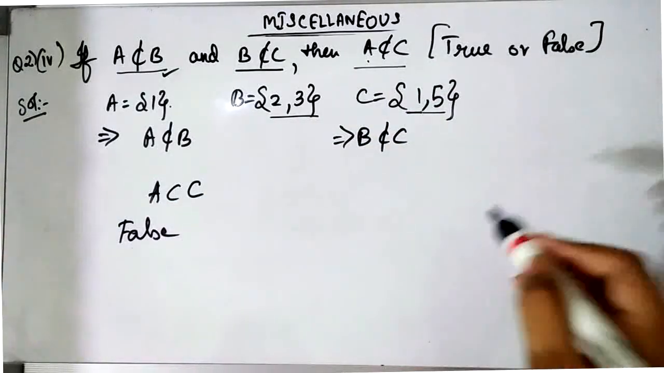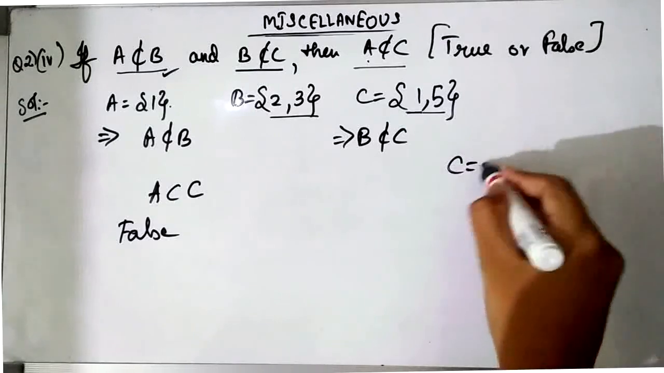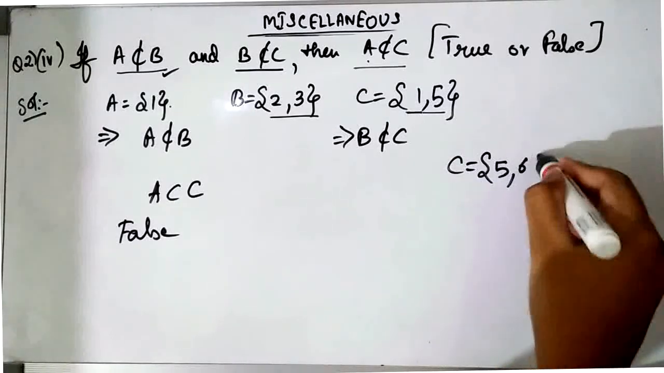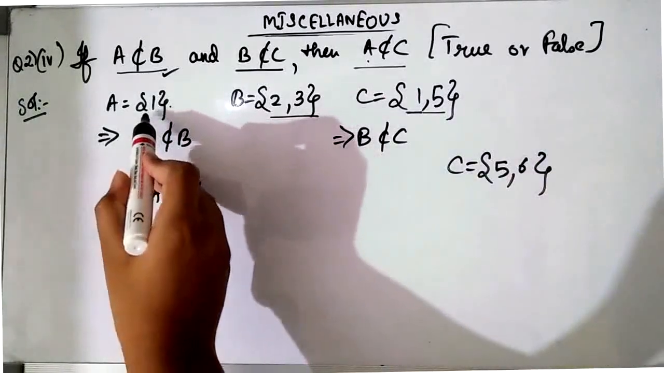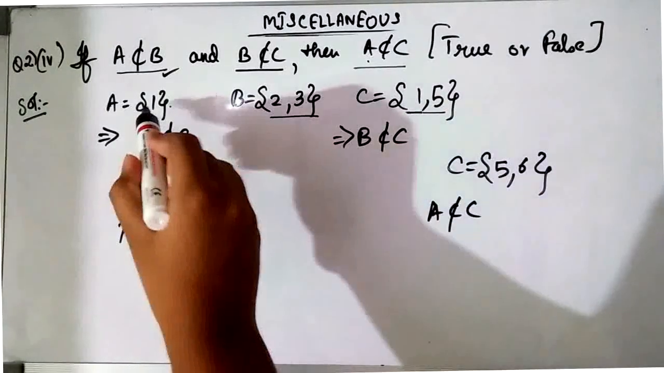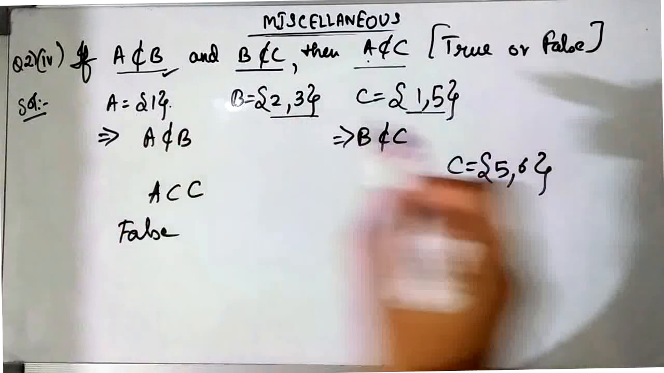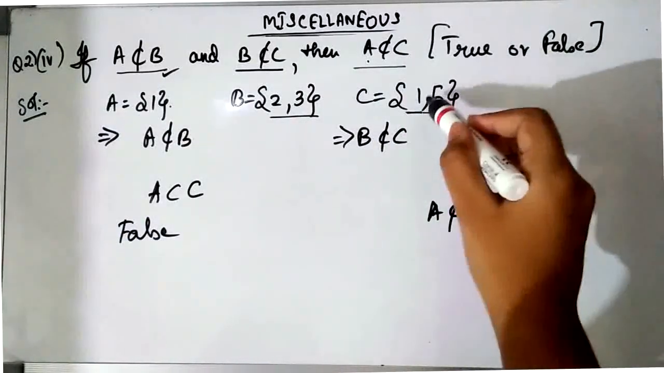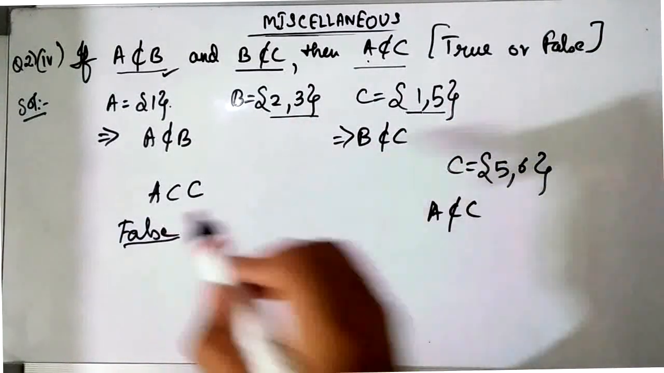false. Now if you would ask me that if we would have taken C to be {5, 6}, then you would have said that A will not be a subset of C, right? You would have said that A will not be a subset of C since element 1 is not present in set C. But since I have taken 1, this statement becomes false.